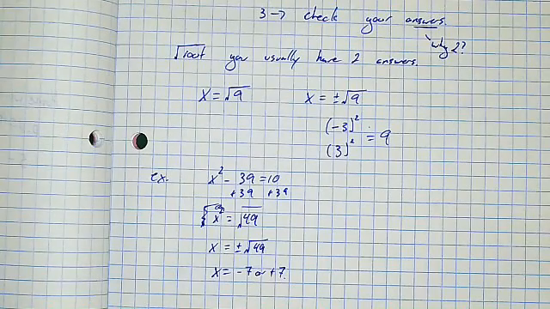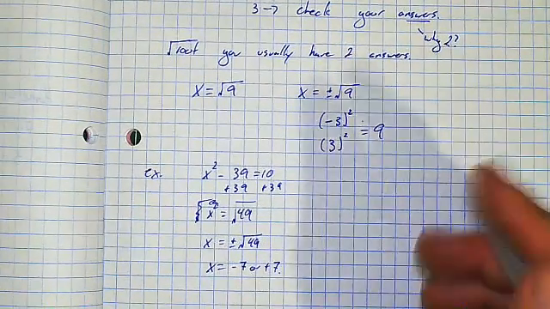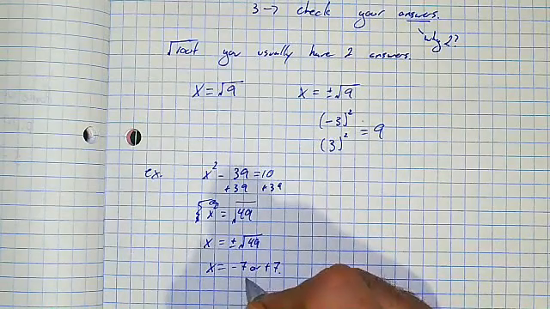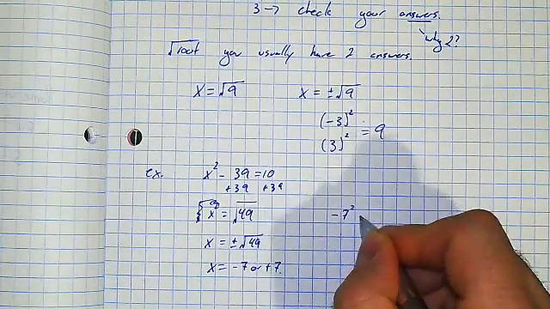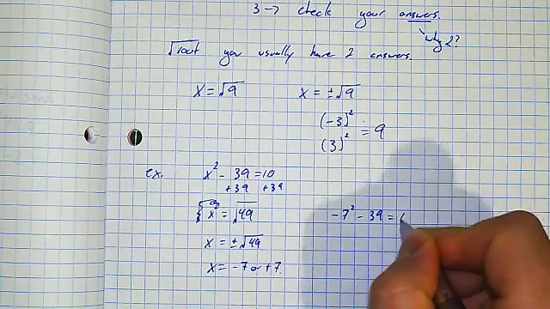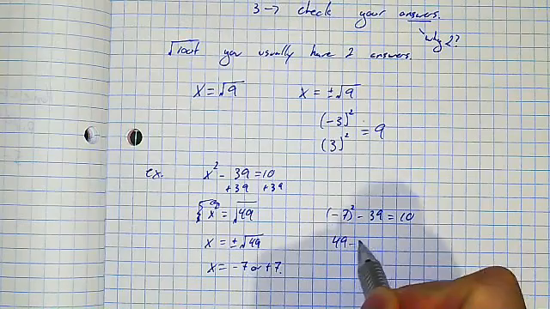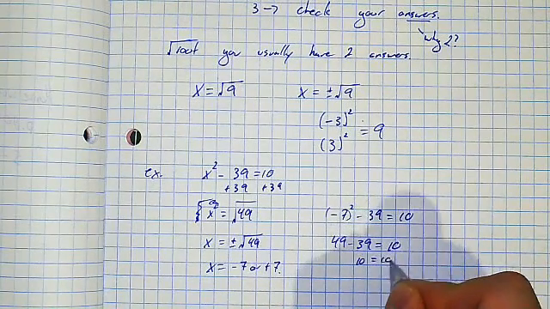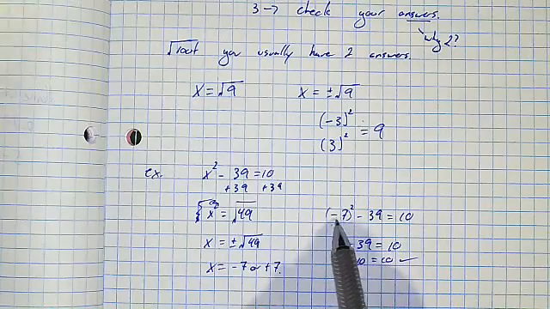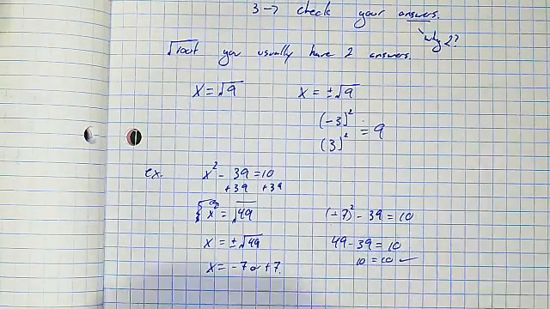And you could go back and check your answers. What we mean by that is you plug it back into the original equation and see what you get. So I'm going to try with the negative, because if the negative works, I know my positive is going to work. So negative 7 squared minus 39 equals 10. Well, negative 7 squared is 49. 49 minus 39, I have 10 equals 10. And if this was a positive, I'd have positive 7 squared, which is still 49. So I'd still have 10 equals 10. So both answers do work.